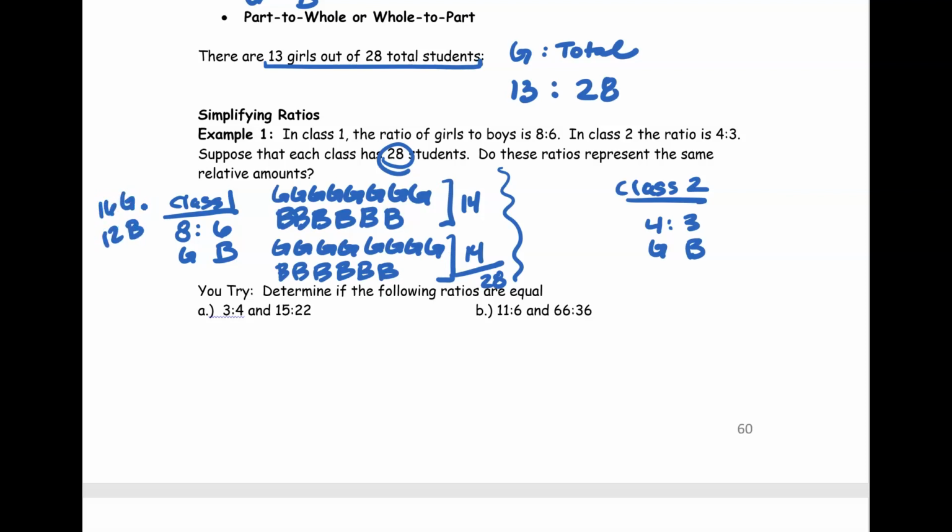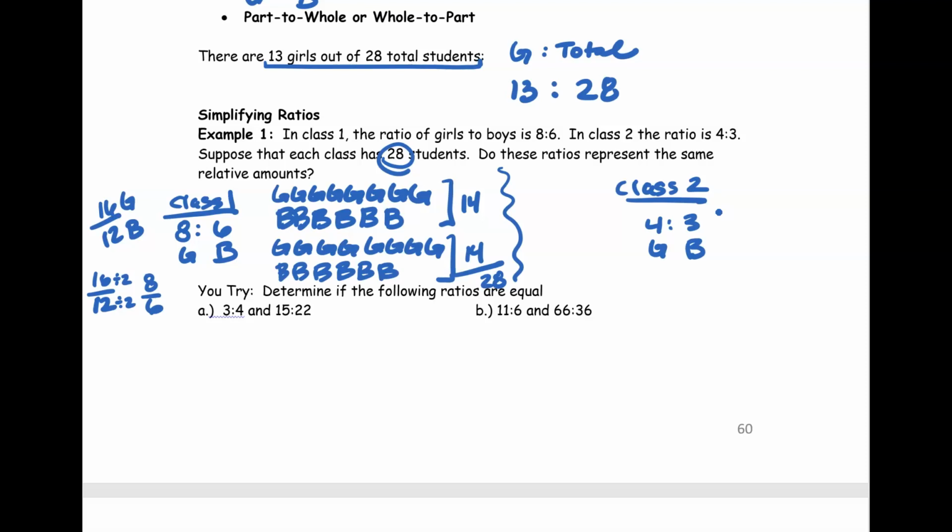And remember, we can always reduce this. If you look at 16/12 as a fraction, 16 over 12, and you divide both by 2, you end up getting 8 over 6, which is the way that our initial ratio is written.